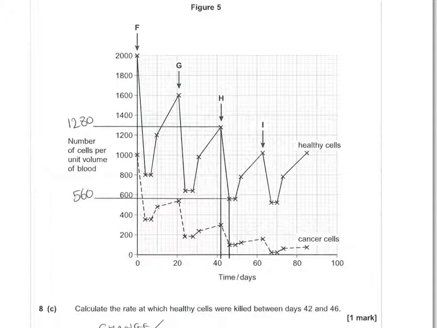Also, you can see that they level off for the same length of time. So it's about 4 days. Each time it's about 4 days that it levels off for. So they level off for the same length of time. The difference is that the healthy cells decrease faster. Okay, so healthy cells decrease faster, but they also increase quicker. So they're the 2 differences.